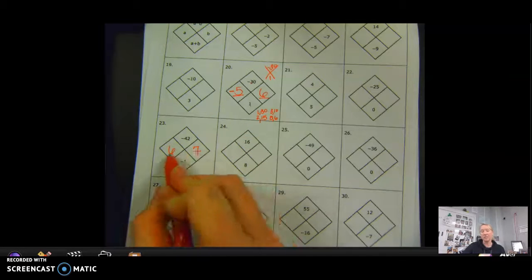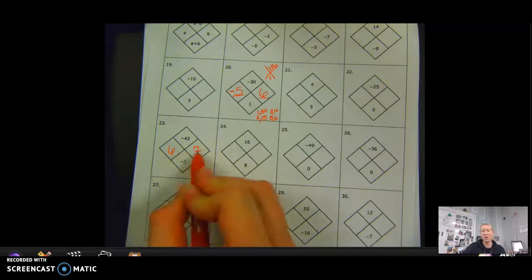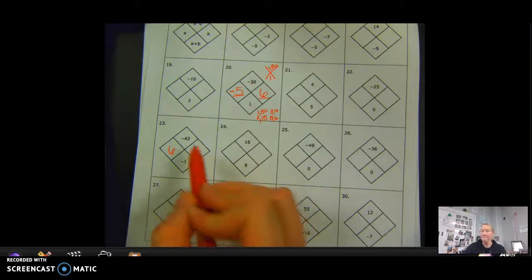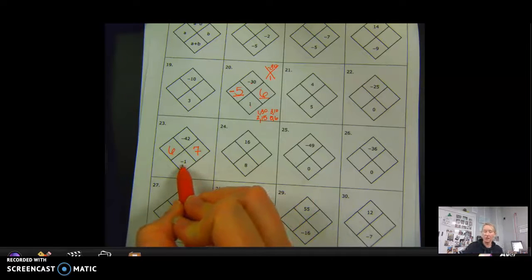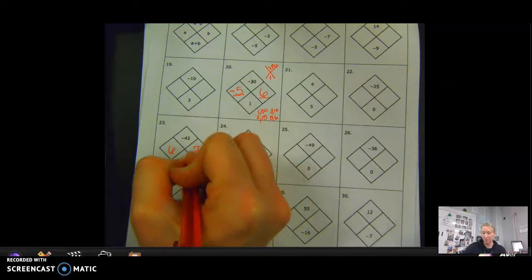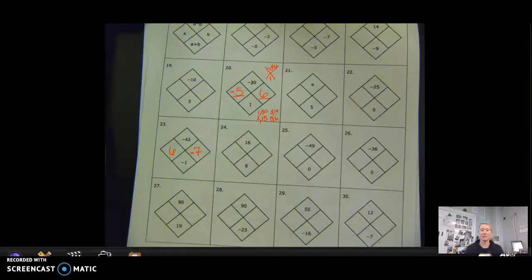Now remember, when I multiply these, I want a negative 42, so that means one of these two numbers is negative. But when I add them, I want a negative 1. So that means my 7 would have to be negative, and this 6 is positive.